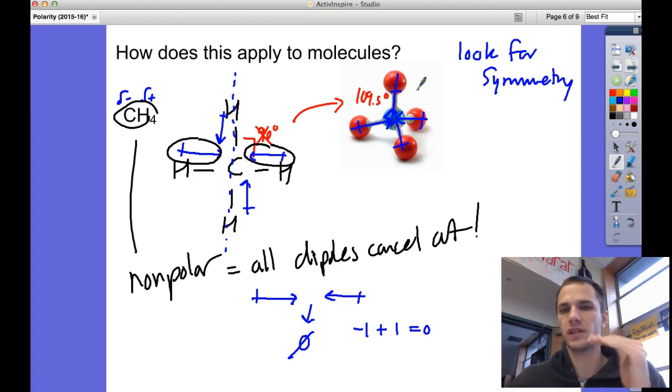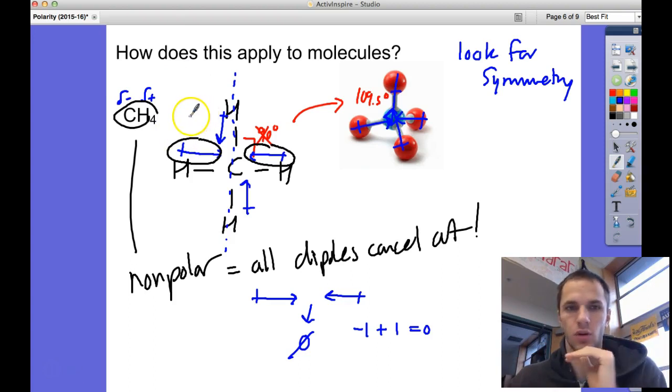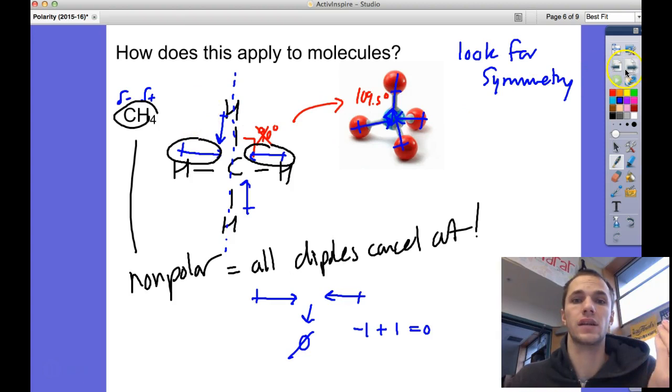I realize what I'm saying is kind of tricky and complicated. You want to know, okay, Mr. Shar, how do I just figure out if something is polar or not? It just takes a lot of practice, and you'll start to get familiarity with how to apply this rule of symmetry to different examples.